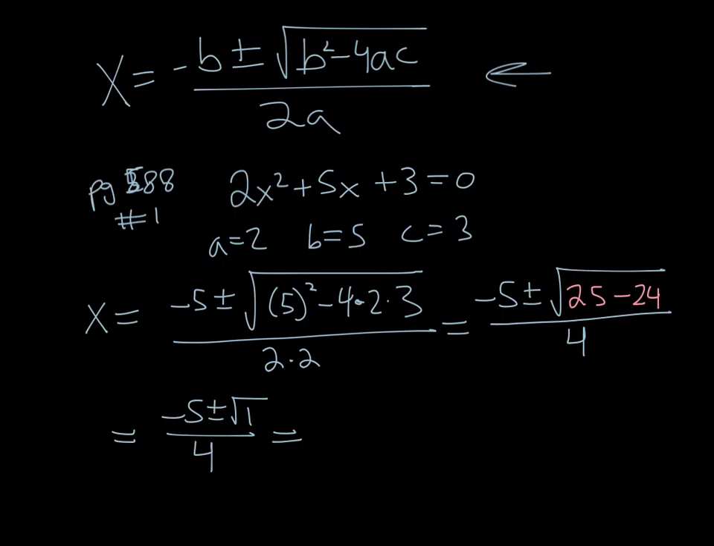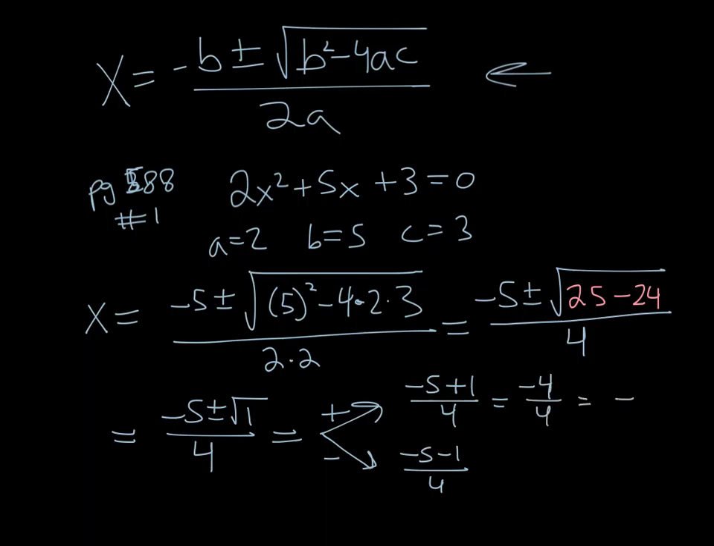And now is where I'm going to split it up into plus and minus. So the top route I'm going to go with a plus, and the bottom route I'm going to go with a minus, because I know that the square root of 1 is just 1. So the top here, plus, I go negative 5 plus 1 over 4. And on the bottom, it's going to be negative 5 minus 1 over 4. Well, that's negative 4 over 4, which is just negative 1. And then the bottom here, I get negative 5 minus 1 is negative 6 over 4, which is negative 3 over 2, or negative 1.5.